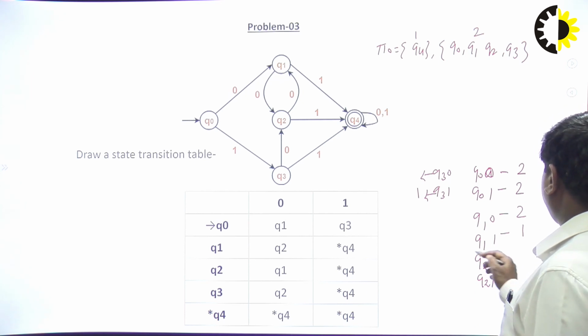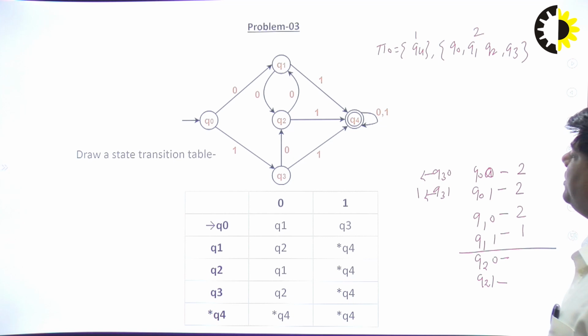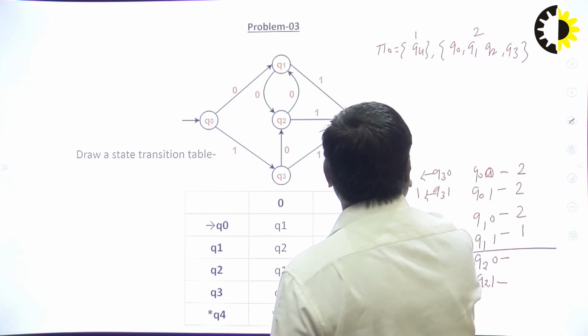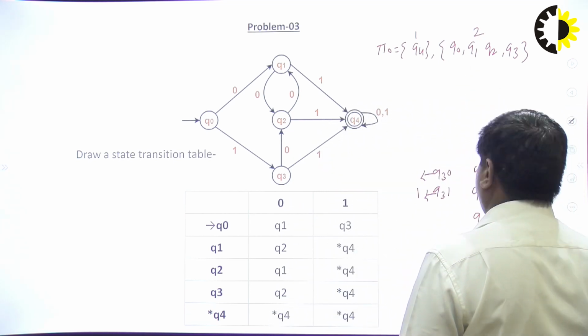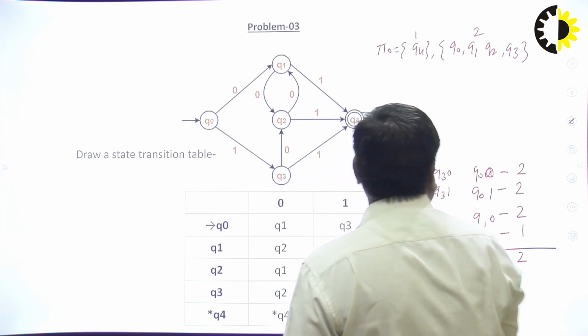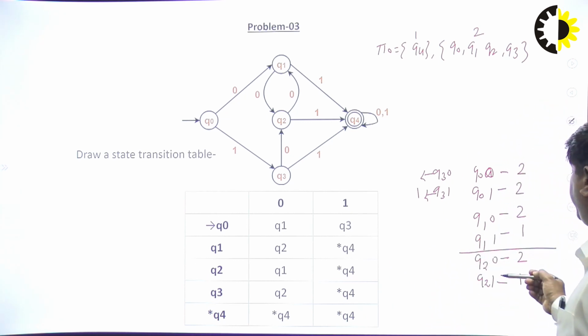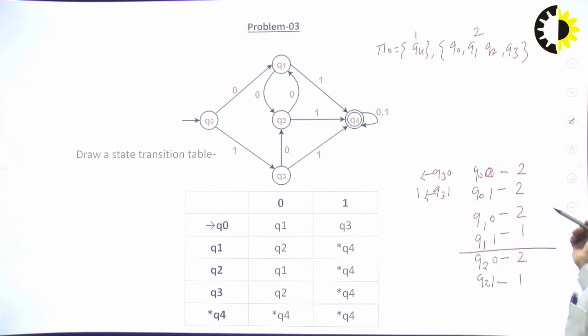Okay, now we check further. We check the transition function of Q2. Q2 on 0 is Q1, again set 2. Q2 on 1 is Q4, which is set 1. Q1 and Q2 have the same transition function, 2 1 and 2 1. It means these two states lie in the same set. Q0 has a different transition function.